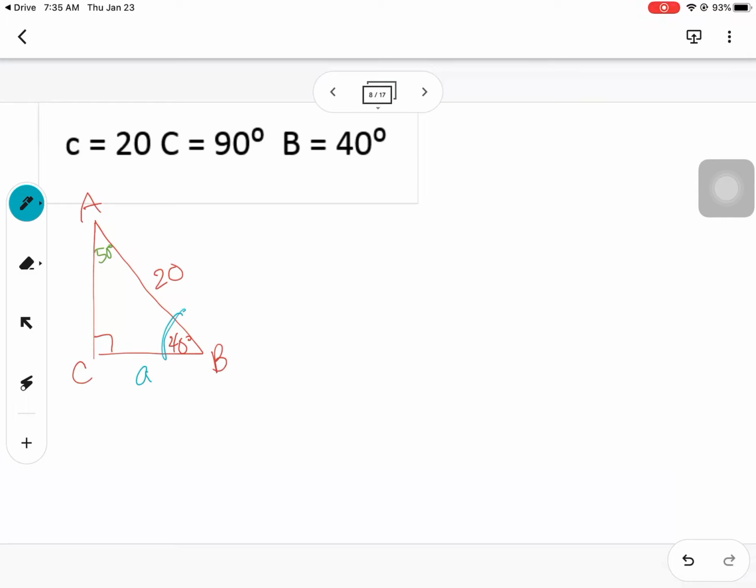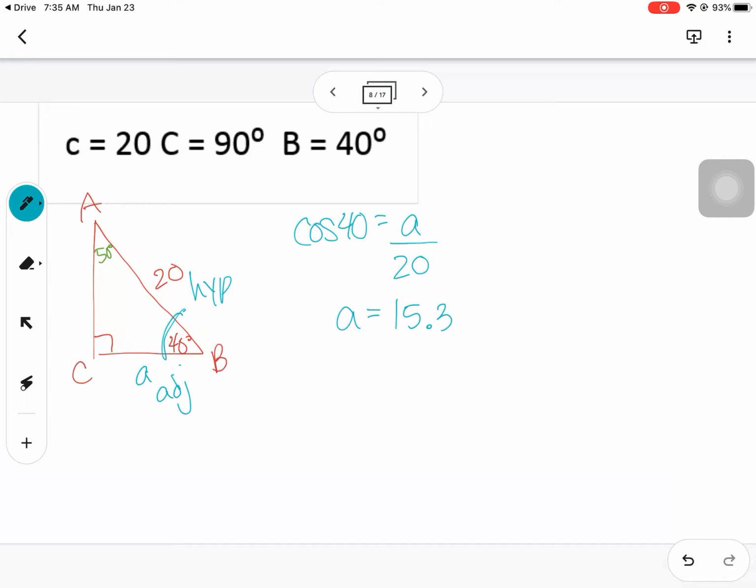From the 40, the A is my adjacent and the 20 is my hypotenuse. So the trig ratio that compares those is going to be cosine. So cosine of 40 is equal to A over 20. And this goes back to last class, and you can just solve it by doing 20 times the cosine of 40. And I get that my little a is 15.3.